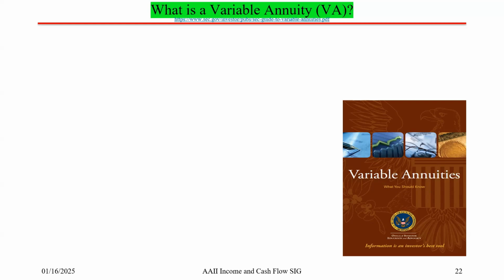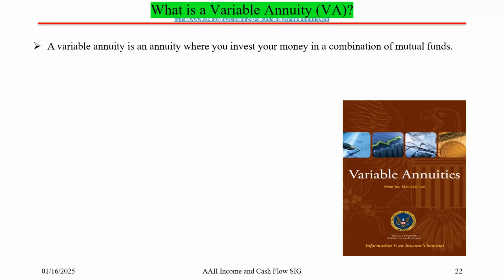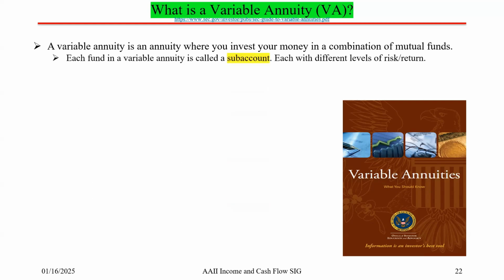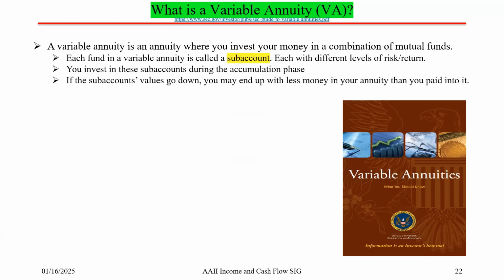Okay, so what is variable annuity? There is a document you can find coming out from an agency that you can read, but here's my view of it. This is an annuity where you invest your money in a combination of mutual funds. This has to be deferred, and each fund that you buy is called a sub account. You invest in these sub accounts during the accumulation phase. Yeah, it's deferred.